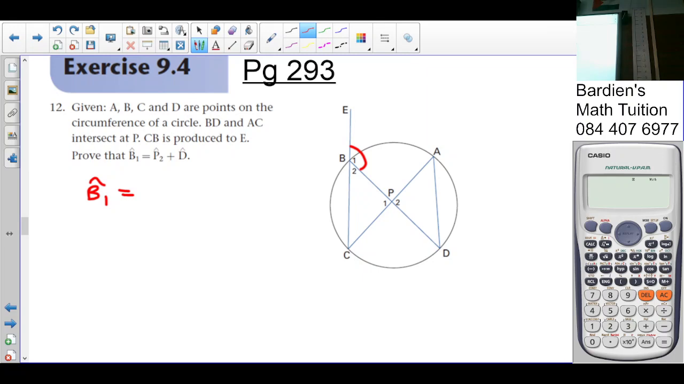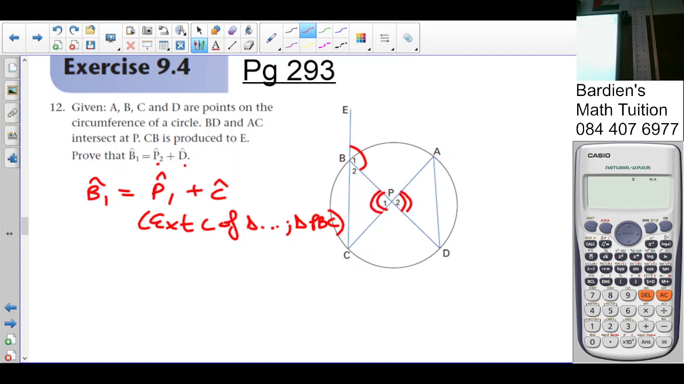Yes? P1 plus angle C. Why? It's your exterior angle of triangle BPC. But that's not what they wanted. However, we know that P1 is equal to angle P2. Why? Vertically opposite.